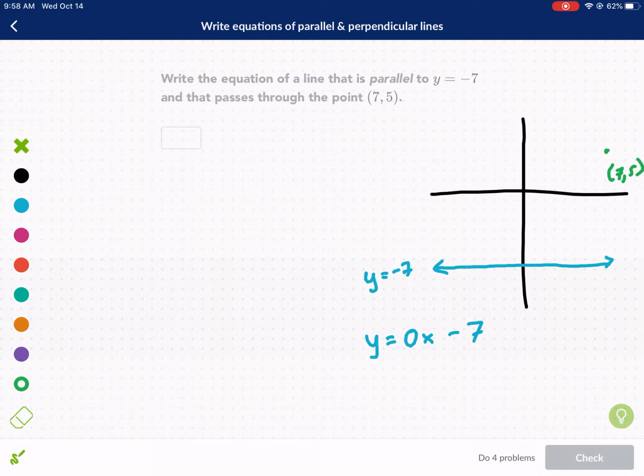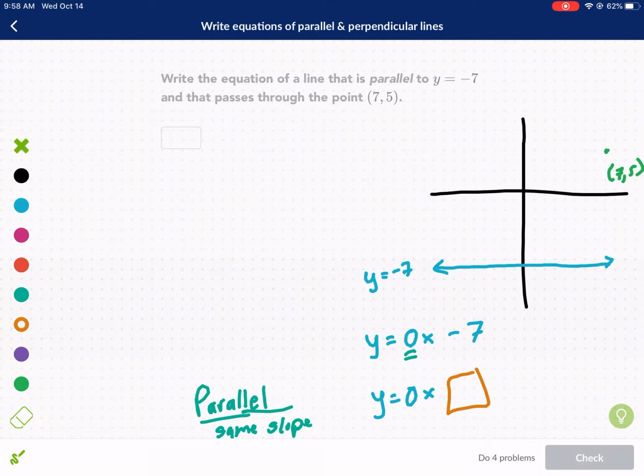Okay. Now, how do we find a parallel line? The first thing we have to understand about parallel lines is that they have the same slope as the other line that it's parallel to. So in this case, we need to identify the slope. It's 0, okay? So our equation is going to be y equals 0x, at least that. But now we need to figure out what the y-intercept is, okay?